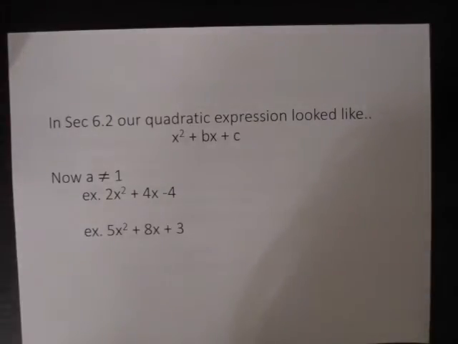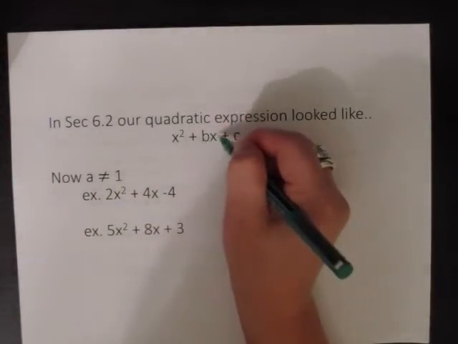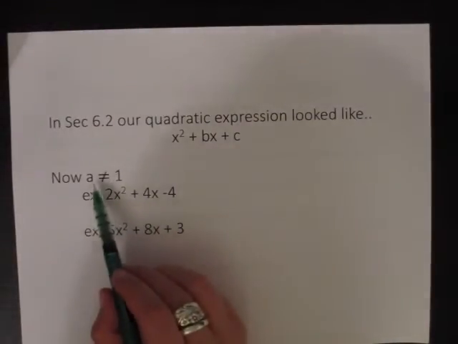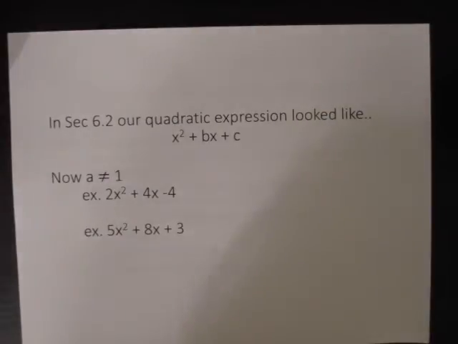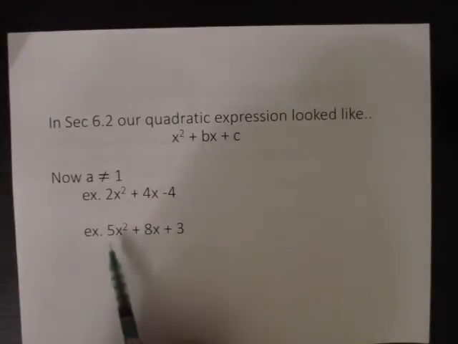So in section 6.2 our quadratic expression looked like this: x squared plus bx plus c. Now what's going to happen is we're going to have our a that does not equal 1. So I wanted to do a little bit of a comparison. So I've got 2x squared plus 4x minus 4, and I've got 5x squared plus 8x plus 3.